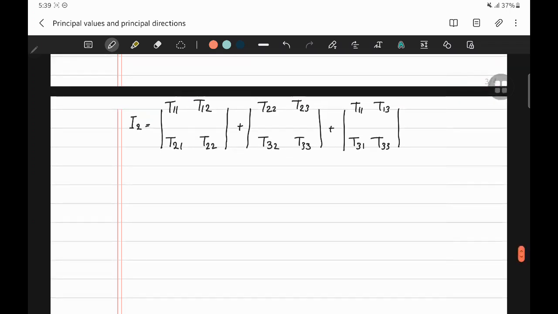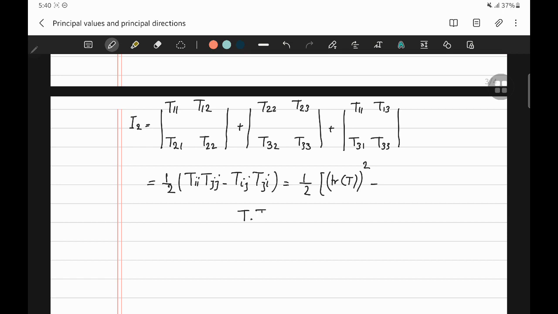you will get something like this, which is equal to half of the TIITJJ minus TIJTJI. So if you write this in the tensorial notation, you'll get half of, here you have two traces, so you have the trace of T squared minus, and here you can see that this is the trace of T squared because we have T dot T, so this is TIJTJI. So this is equal to the trace of T squared. Because this is equal to, for example, it gives something like TII squared.